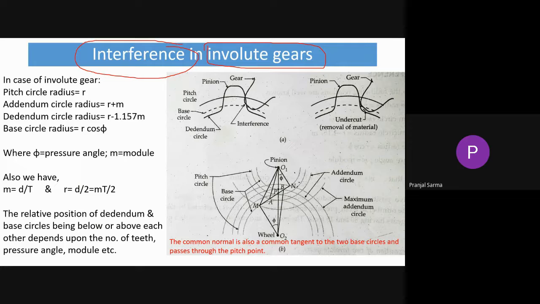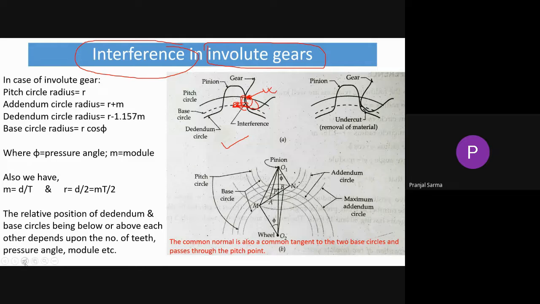Interference means what? As you can see in this particular figure, the root portion of one mating gear is trying to dig into the flank portion or the root portion of the other gear. If this figure is visible to you properly, you can see that interference is happening. This tooth is trying to dig out material from this particular tooth. It is trying to go inside here.